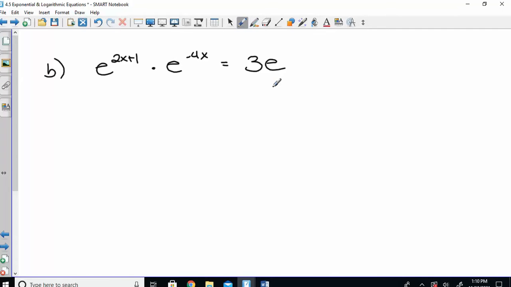Okay, so for our exponentials, before we could just drop the base, we had to have only one on each side. Before I can just add my logs, I need just one thing on each side. So on the left, what can I do first? If you're multiplying these, you add your exponents together. So 2x plus 1 plus negative 4x would be negative 2x plus 1.